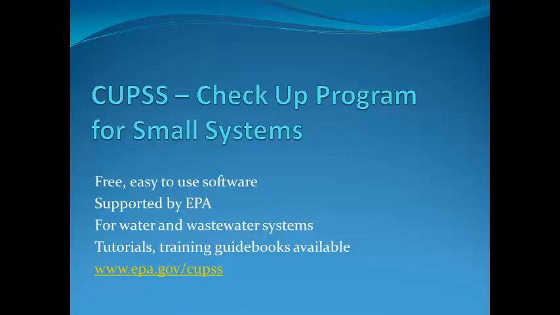There are two asset management plans that communities can use that satisfy the SAW requirements. The first is the CUPS asset management plan, which is developed by EPA. CUPS stands for Checkup Program for Small Systems. This software is free. It's available through EPA, downloaded from their site. It's for water and wastewater systems. The asset management plan software is supported by EPA.